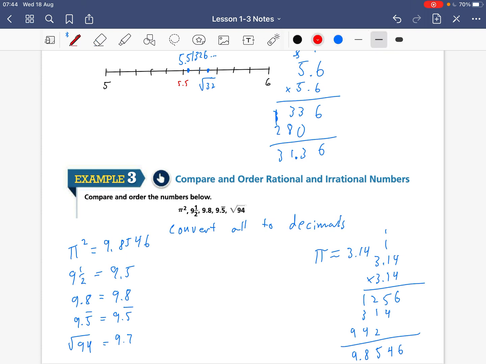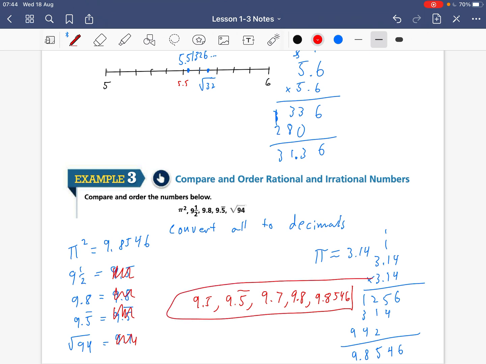So we'll order it. So the smallest one first would be 9.5. So I've done that one. I cross it out. Make sure I don't repeat. 9.5 repeating. Cross it out. 9.7. Cross it out. 9.8. Cross it out. And then 9.8546. And you know what? I should have written these out instead because these are the numbers that it goes with.